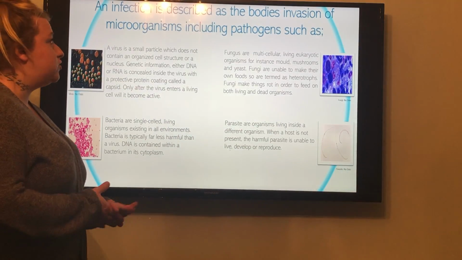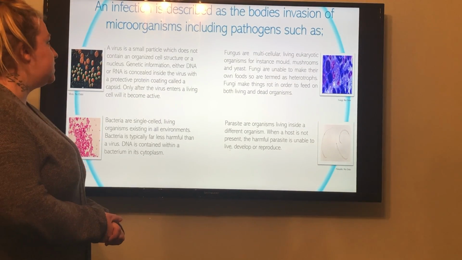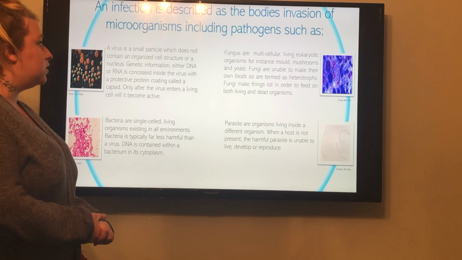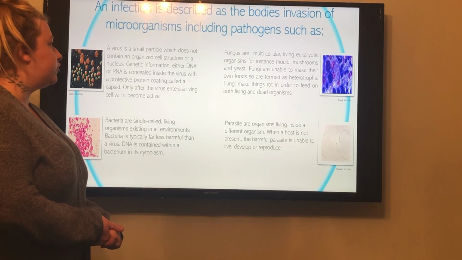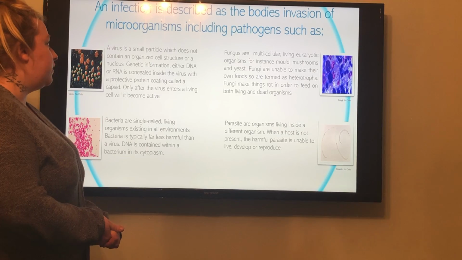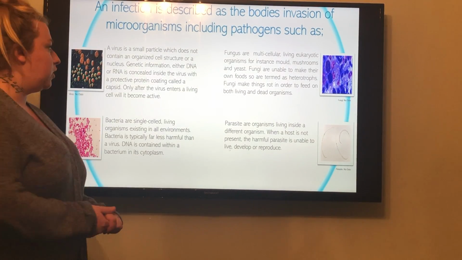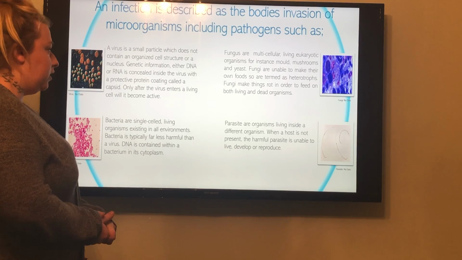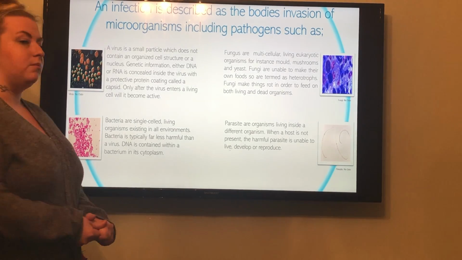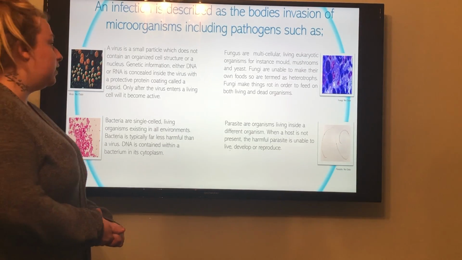So firstly, an infection is described as the body's invasion by microorganisms, including pathogens such as a virus, a small particle which does not contain an organised cell structure or nucleus. Genetic information, either DNA or RNA, is concealed inside the virus with a protective protein coating called a capsid. Only after the virus enters a living cell will it become active, and this is seen in things such as a cold, polio and HIV.